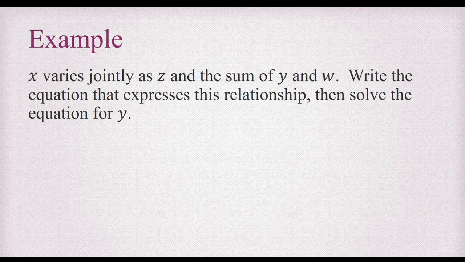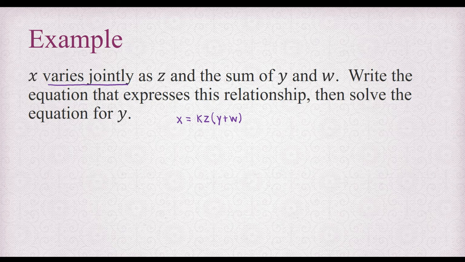So let's take a look at this example. It says x varies jointly. So remember, whatever comes before that vocab is going to be by itself. So this time it's x that's going to equal. If it varies jointly, that means that k is going to be multiplied by several things. It's going to be multiplied by z, and it's going to be multiplied by the sum of y and w. So the sum means that we have 2 things that are going to be added, but once again, everything needs to be multiplied. So that's what my basic setup is going to look like in this particular problem.